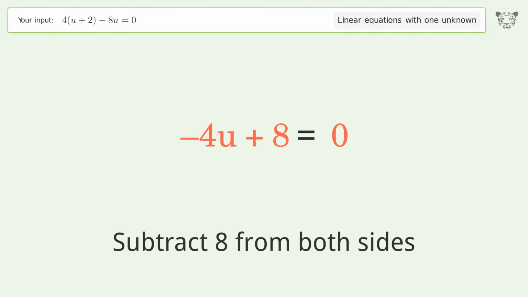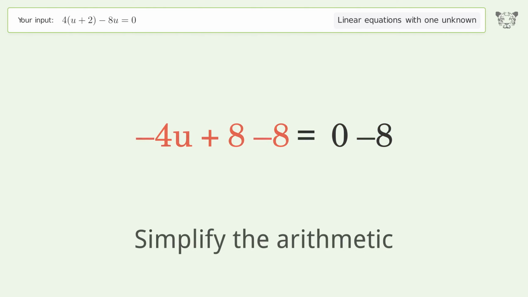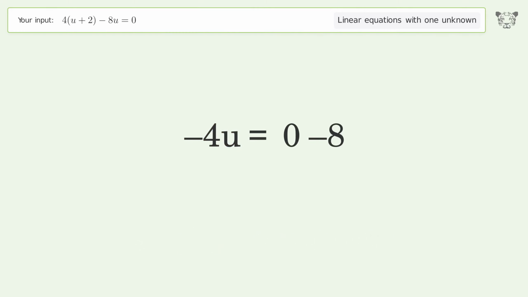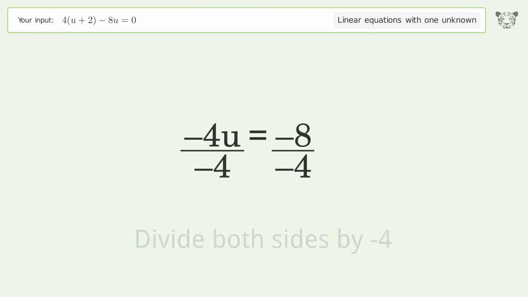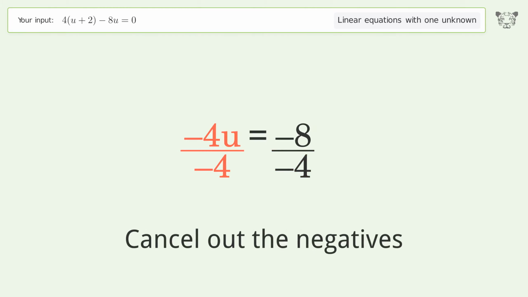Subtract 8 from both sides. Simplify the arithmetic. Isolate the u. Divide both sides by -4. Cancel out the negatives.